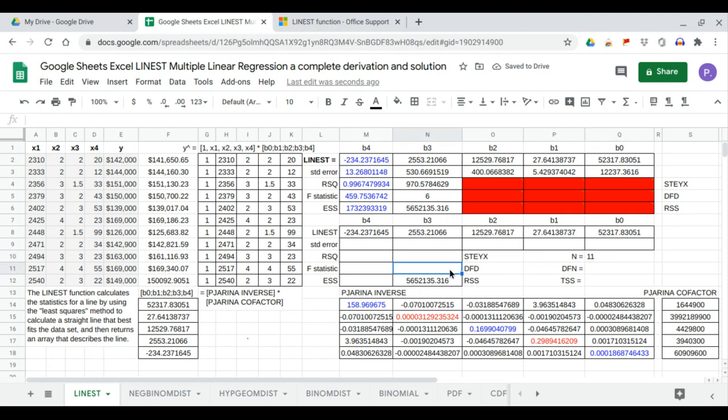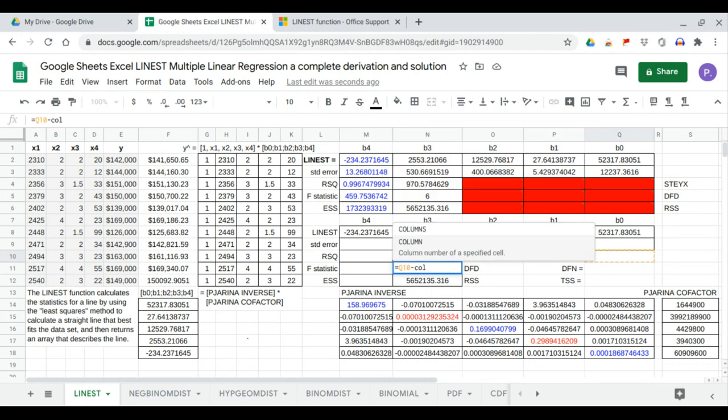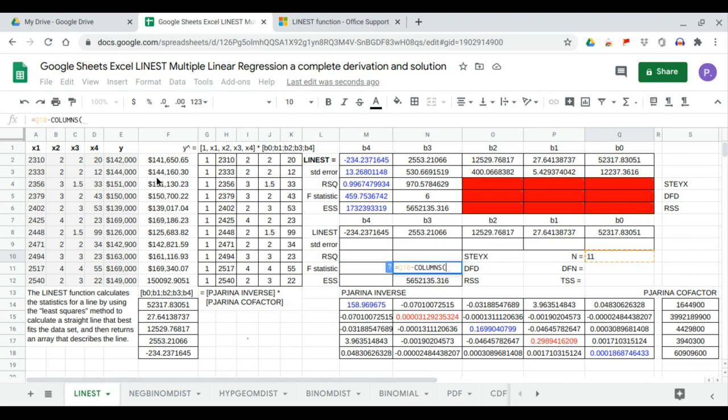Now we can calculate the degrees of freedom, which is rows minus columns of the 1 comma x matrix. That's rows minus columns: 6. Our degrees of freedom match our LINEST output. Then we calculate the standard error of y, sey, which is equal to the square root of the residual sum of squares divided by degrees of freedom. 970.578 matches our LINEST output.